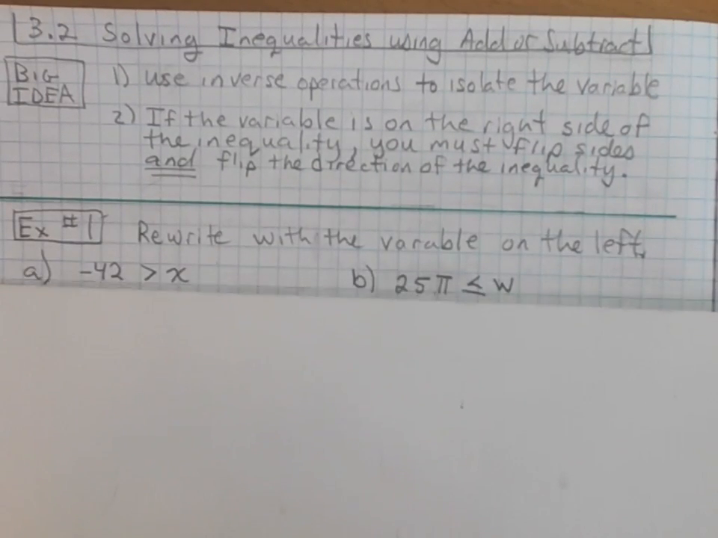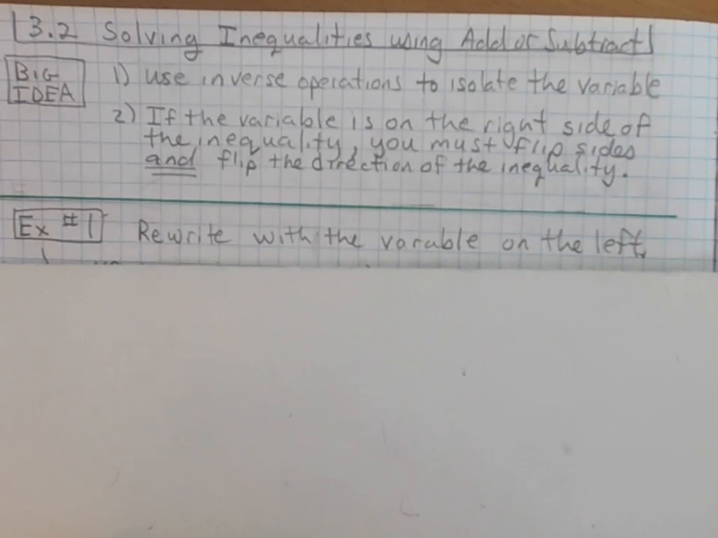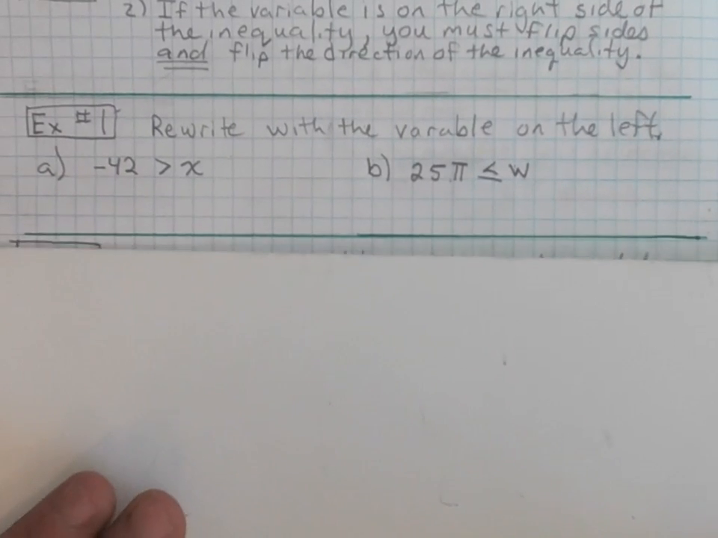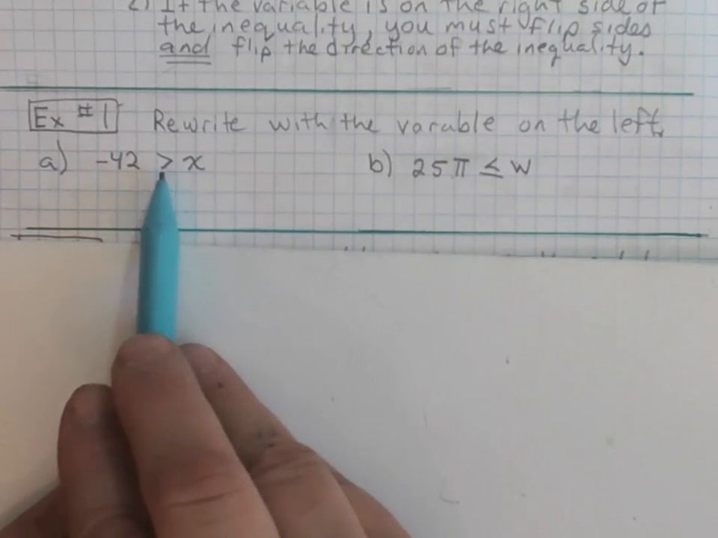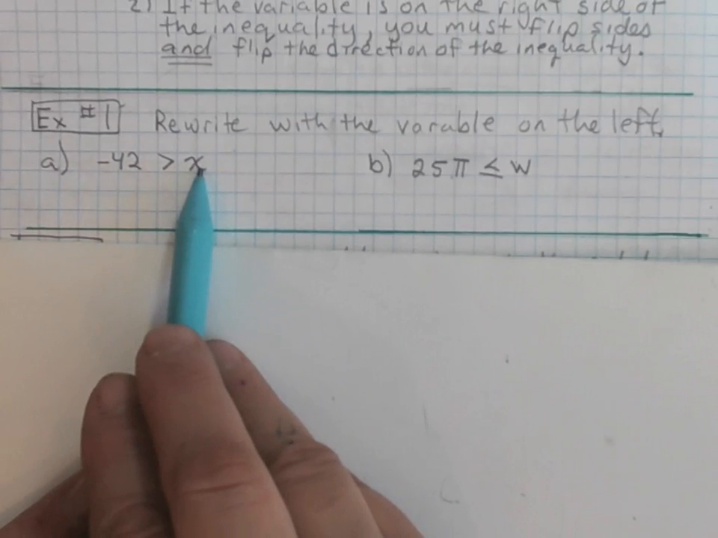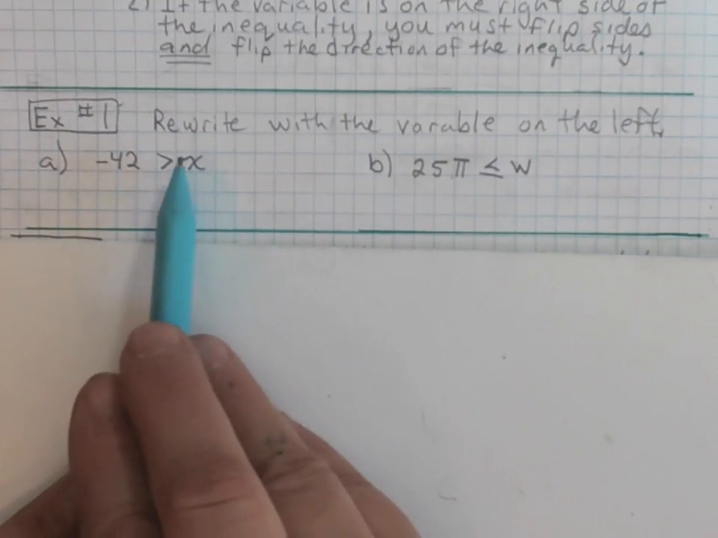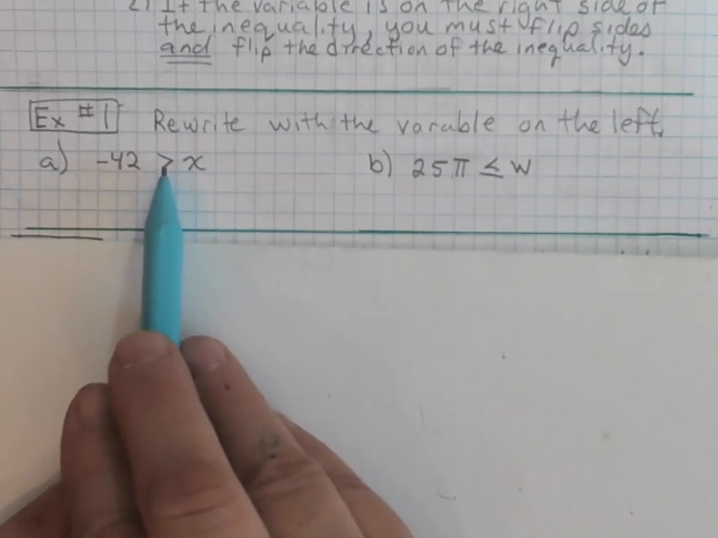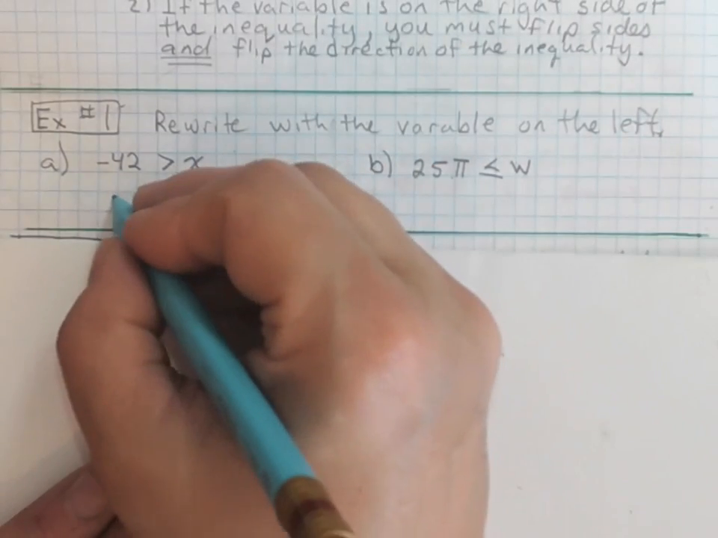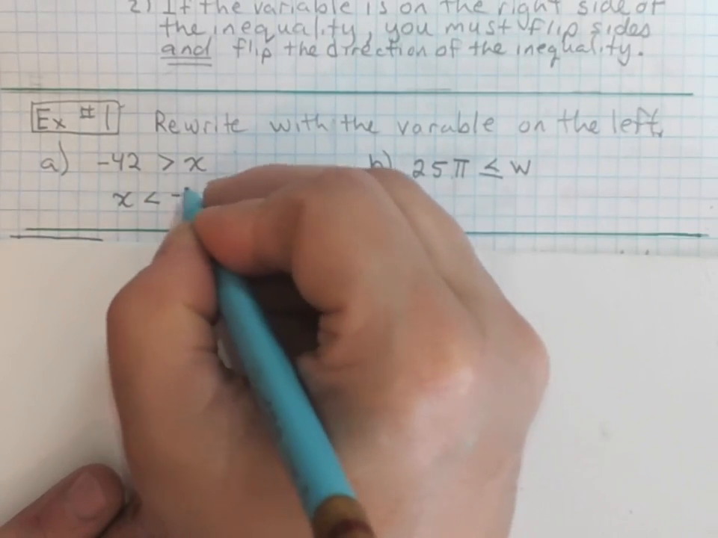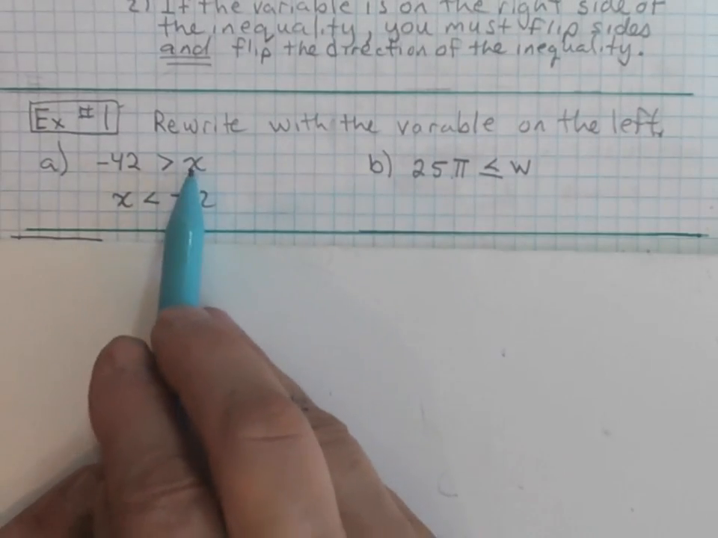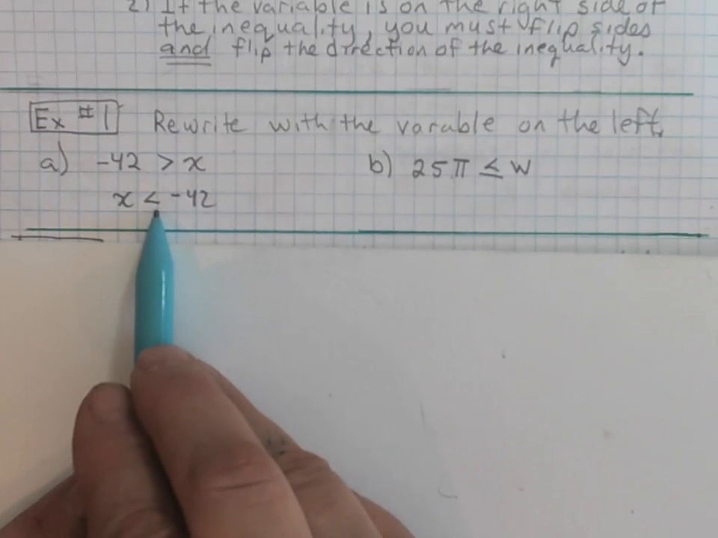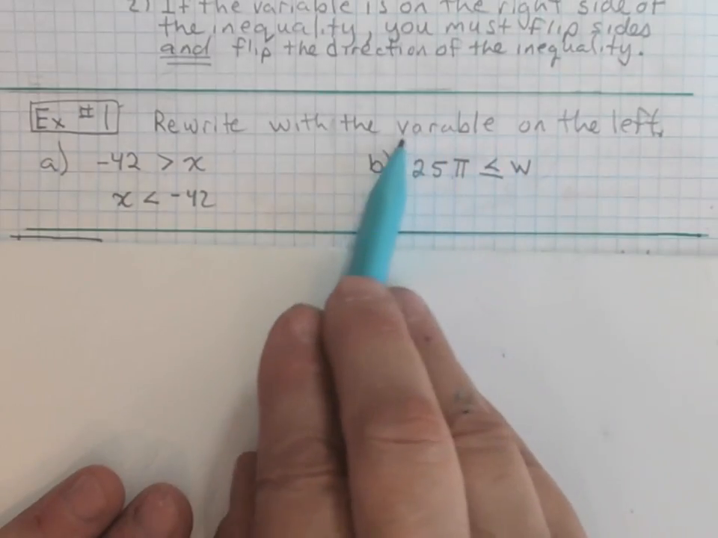All right, so let's take a look at our first example. We're going to rewrite with the variable on the left. So we're just going to practice that skill. How do we do that? I have negative 42 is greater than x. I want x on the left. So we flip everything. Put x on the left, negative 42 on the right, and change the direction of the inequality. So we have x less than negative 42. You flip the numbers, flip the values, and you flip the sign. That's how you do it. Here we go. Practice with this one.